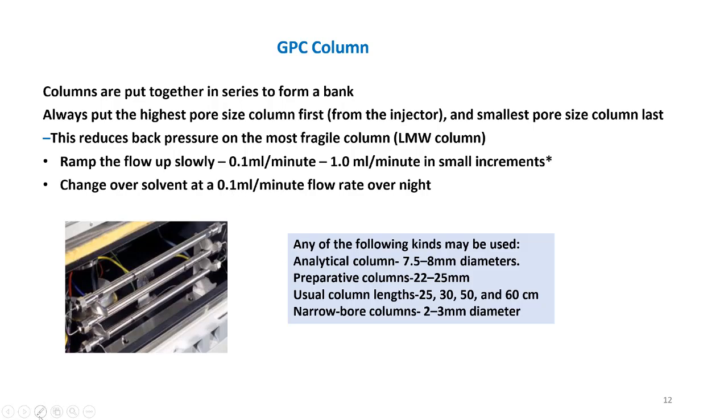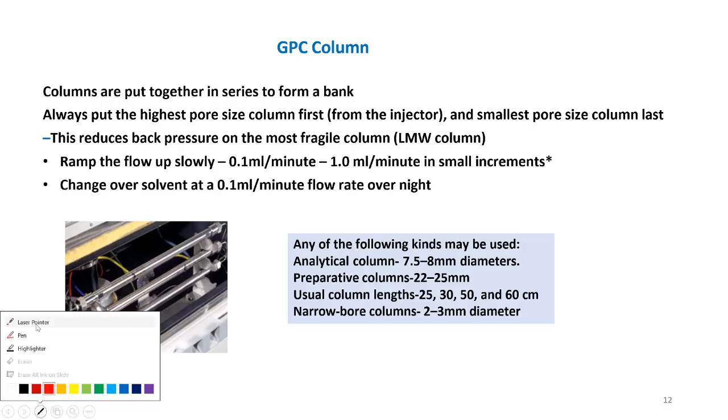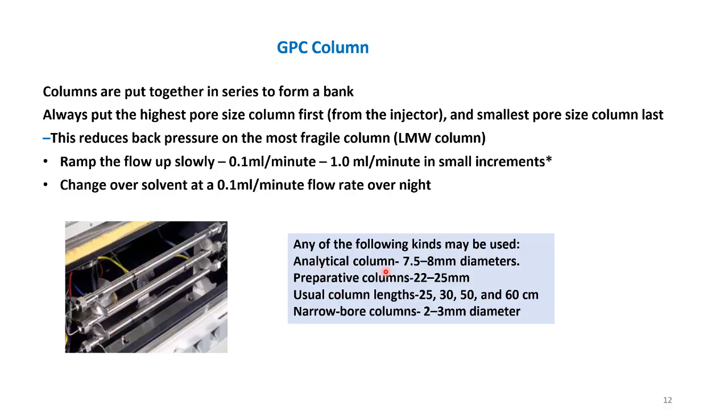Different columns have different geometries or sizes. Analytical columns are generally around 7.5 to 8 mm diameter. Preparative columns are from 22 to 25 mm. The usual column length is around 25 to 60 centimeters, and the nanobore columns, which have very fine bores, have 2 to 3 mm diameters.